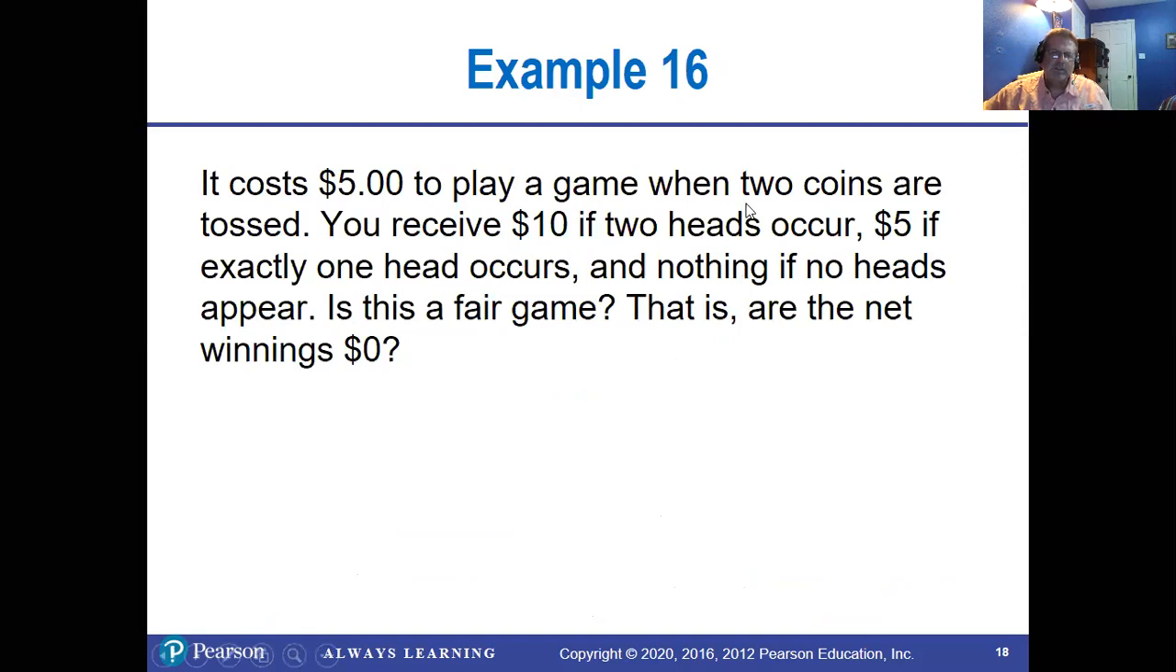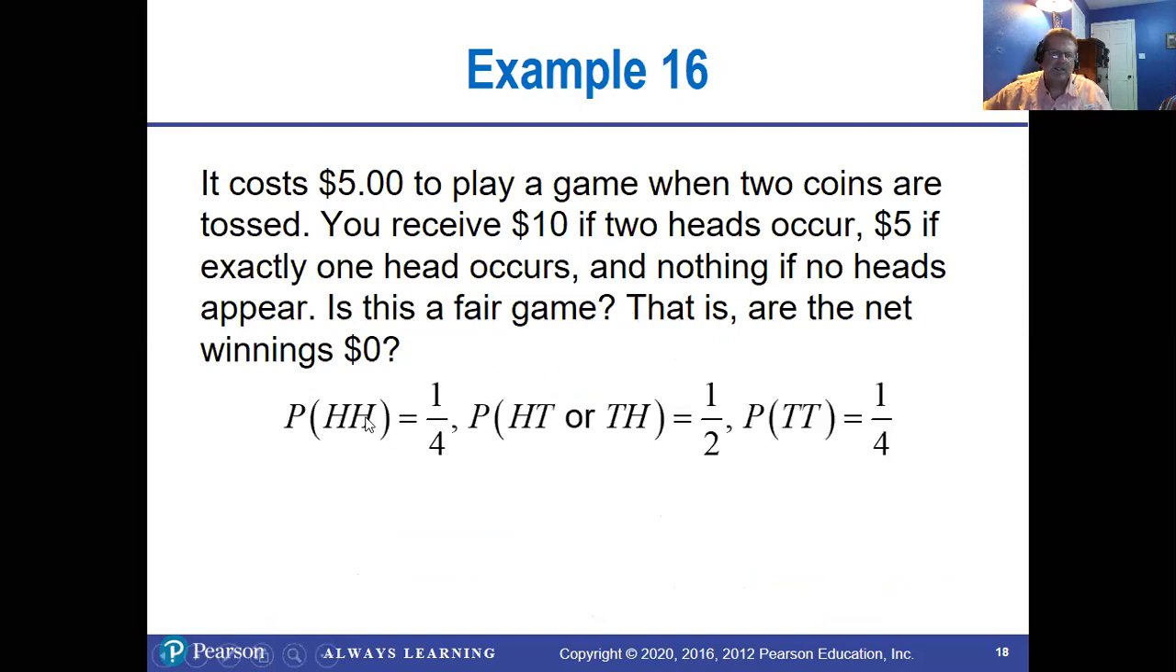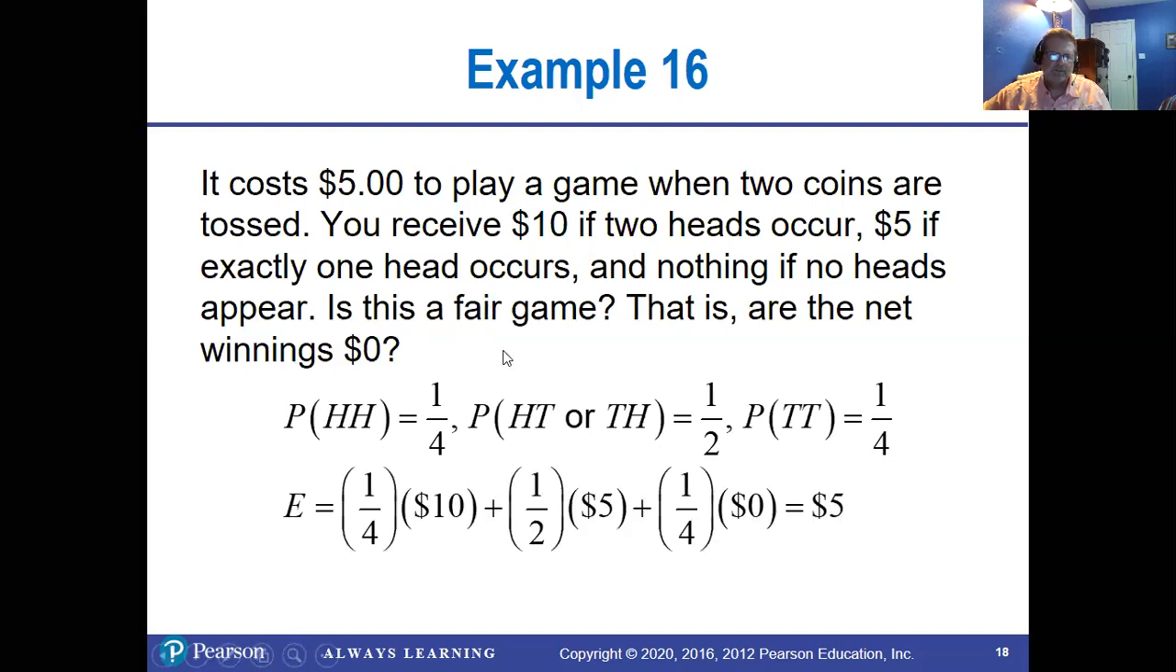So I found this kind of interesting. I haven't done this too often. Probability of two heads on 2 coins is 1/4. Probability of a heads-tails either direction is 1/2. And probability of no heads is 1/4. So to figure out if it's a fair game, we're going to put price value. We're going to put how much money you're going to make on each of these. And if it equals $5, it's a fair game. If it's more than 5, then it's an unfair game. So 1/4 is $10, 1/2 is $5, 1/4 is $0.